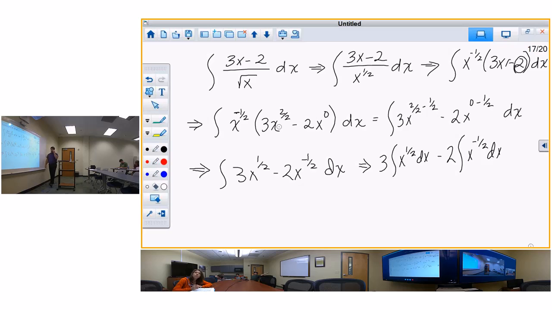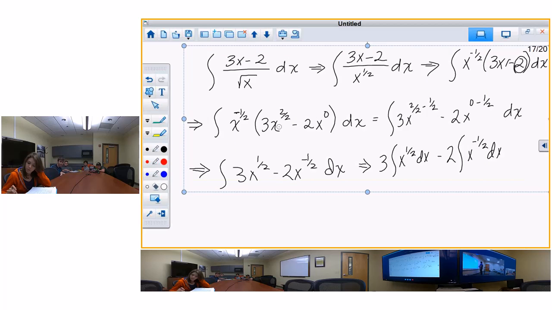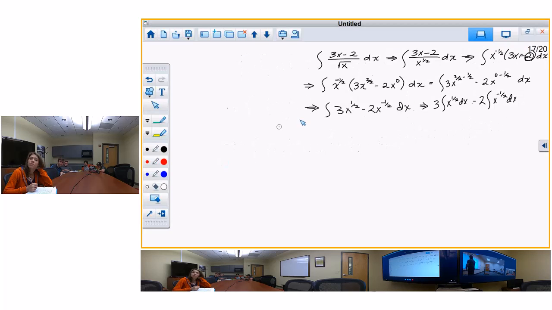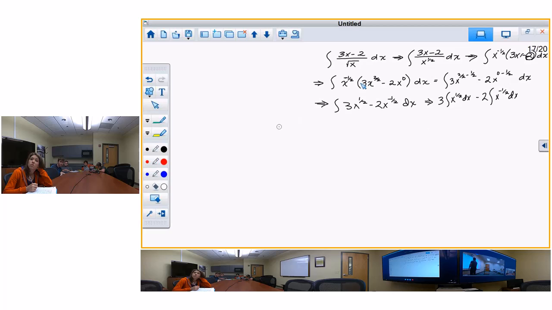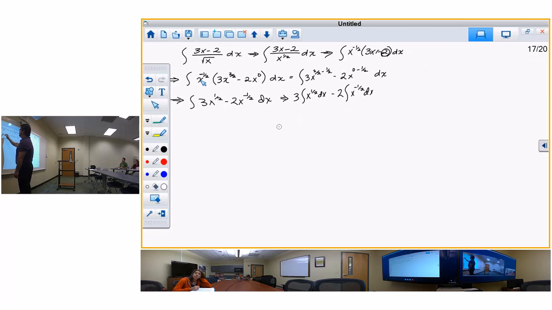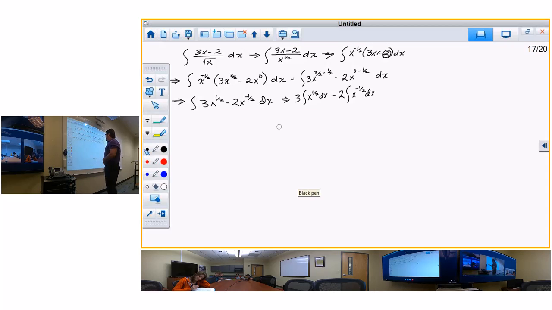Now, just to make sure that everybody understands, I'm going to make this smaller. I'm going to impress y'all. Y'all are impressed, aren't you? Y'all better be.